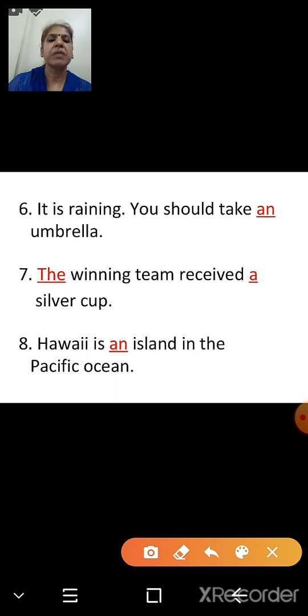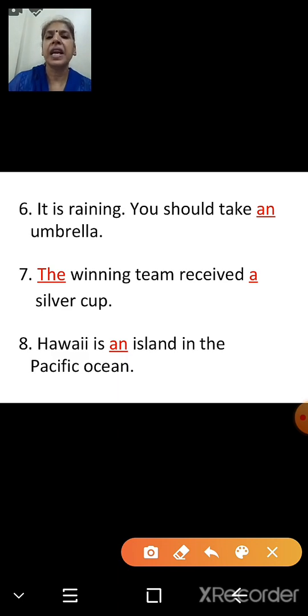Dash winning team received dash silver cup. Answer is the winning team received a silver cup. Hawaii is dash island in the Pacific Ocean. Hawaii is an island in the Pacific Ocean. So check your answers and find how many correct answers you got. And you understood where we are using?